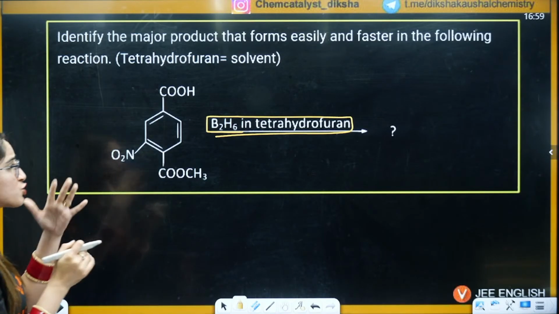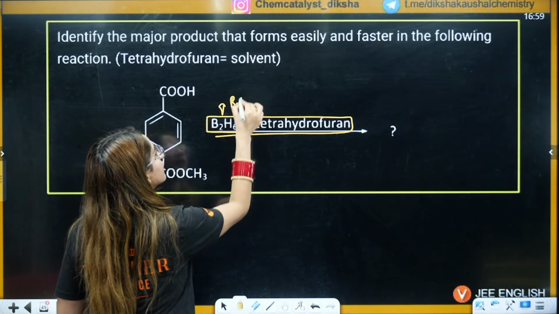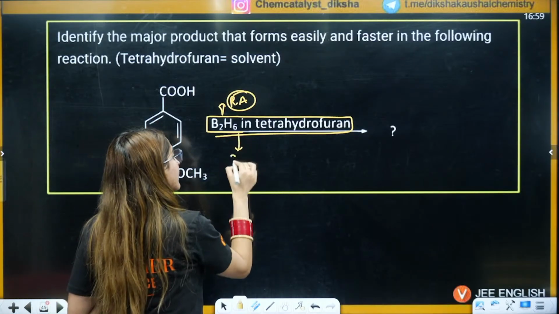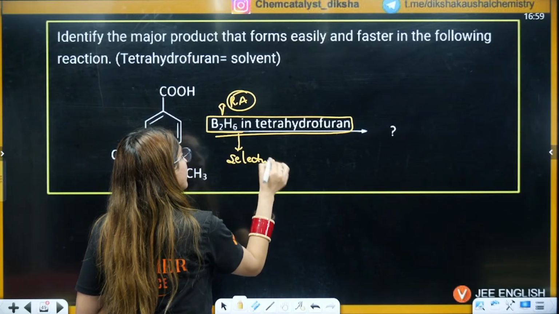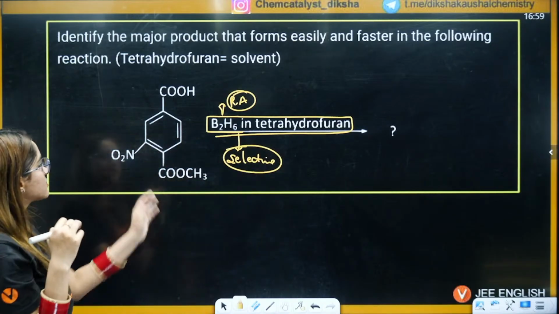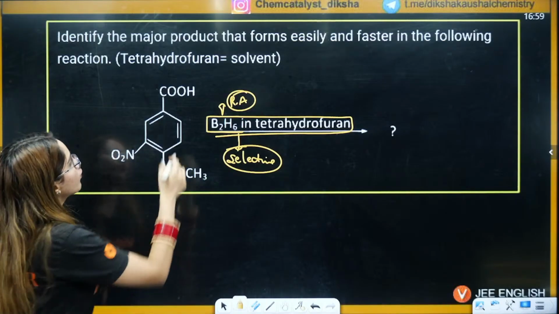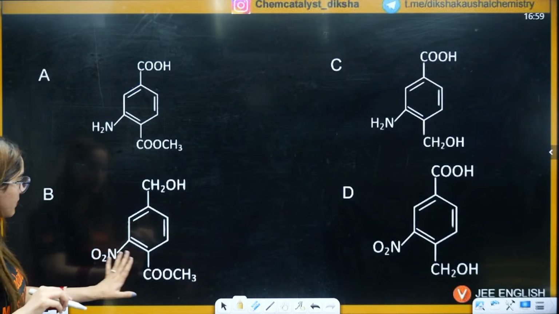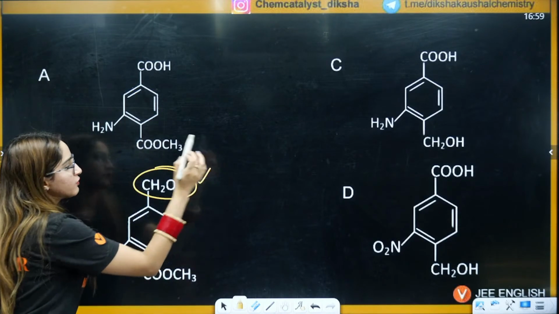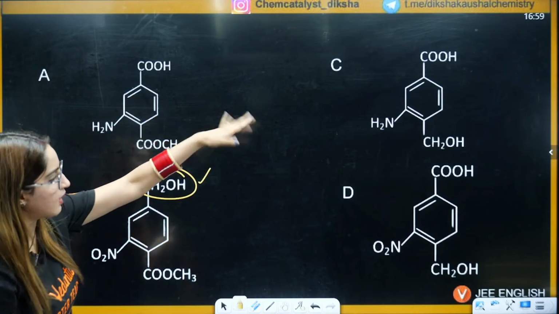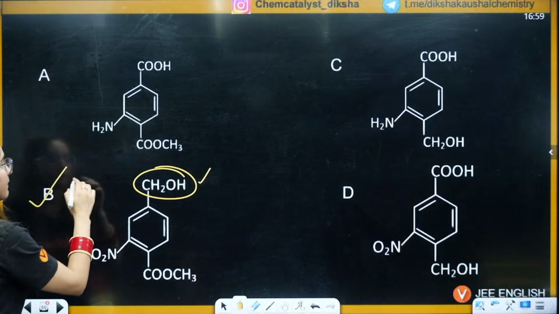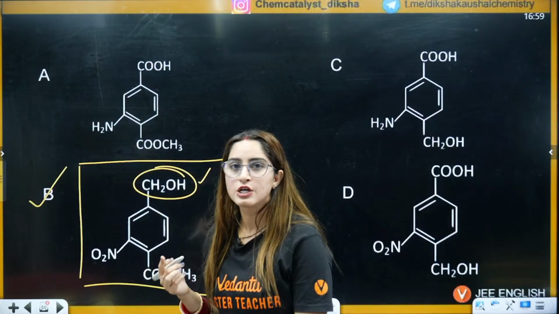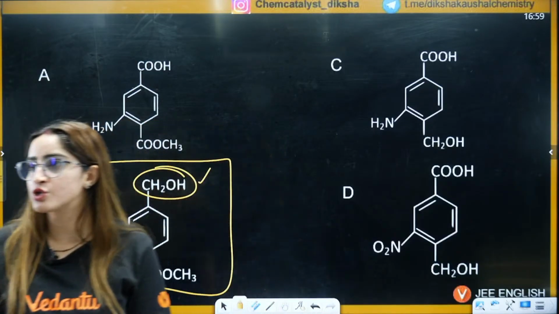This is a very good reducing agent, but it is a selective reducing agent. Selective means it is not going to reduce COOCH3 or NO2. It will only reduce this CHO into CH2OH. So this will stay as it is, and this will be converted to CH2OH. B is the correct answer here, because it is a selective reducing agent, so it only reduces some groups, not everything.